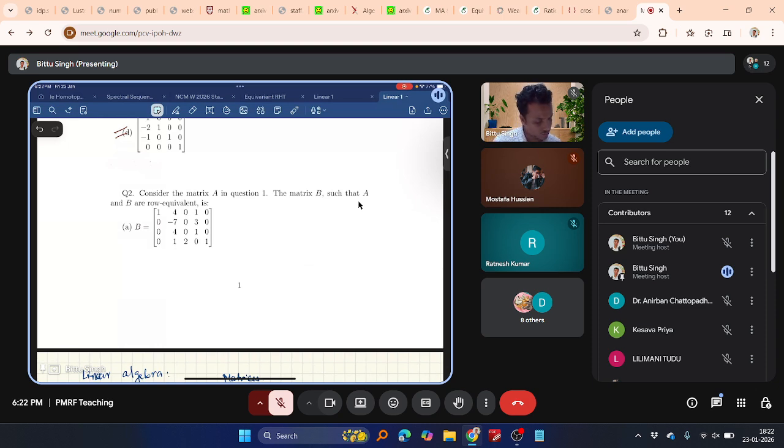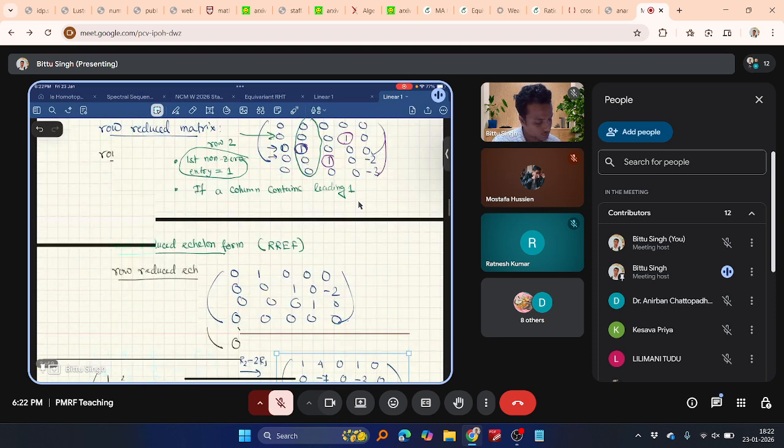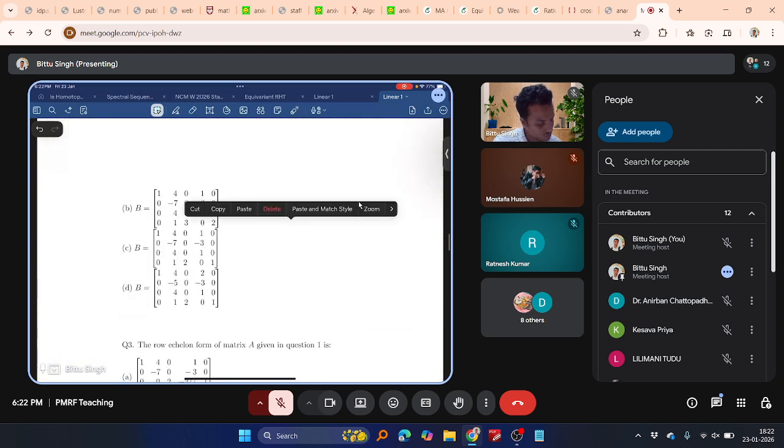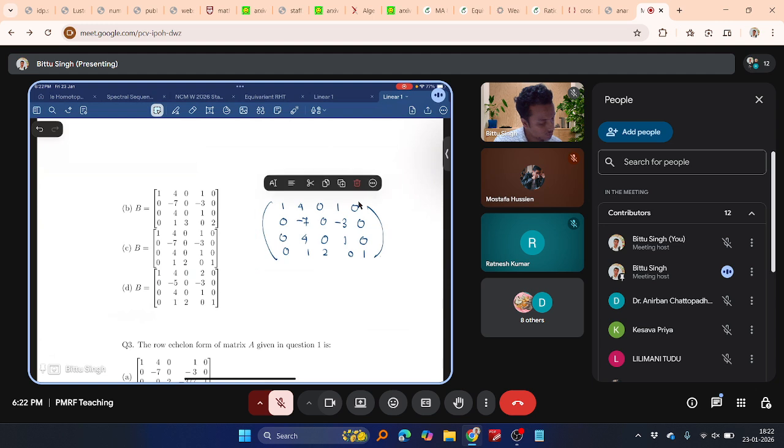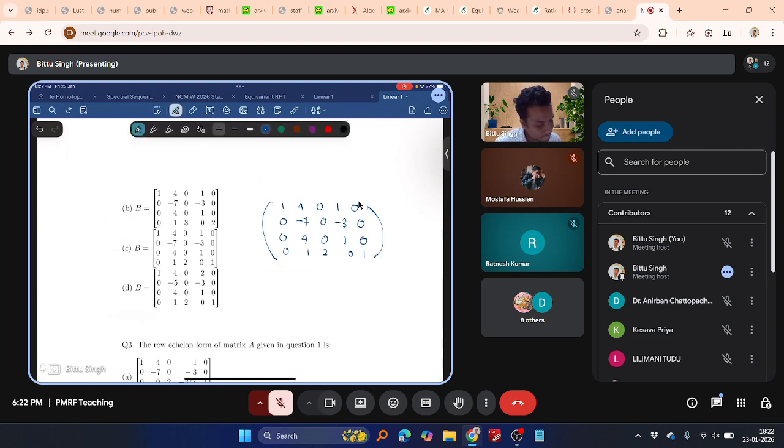This is not the answer. Let us check other options. Now we can see that this is exactly option B, right? One, no, not option B. It is 0, 1, 2, 0, 1. It is option C. So C is the correct answer.